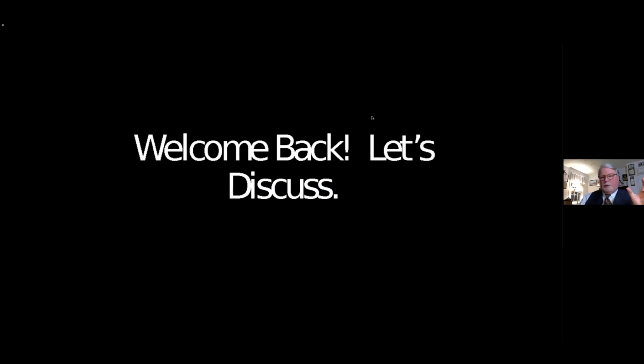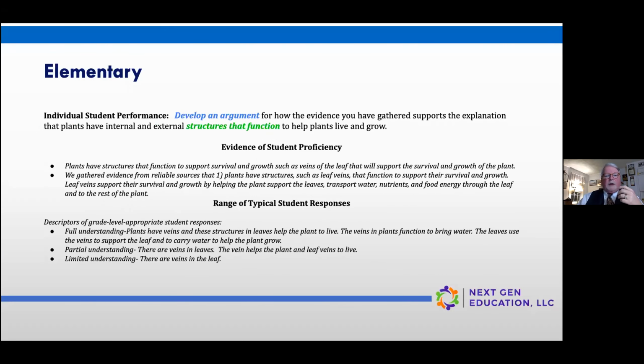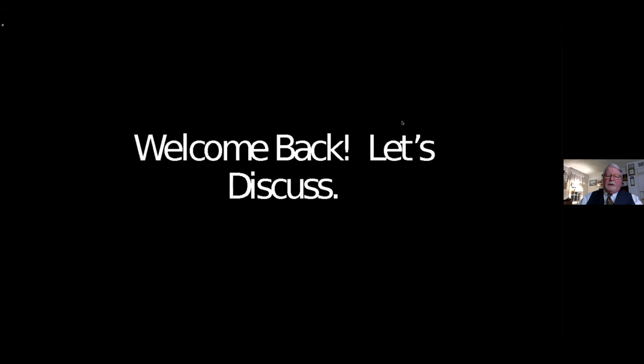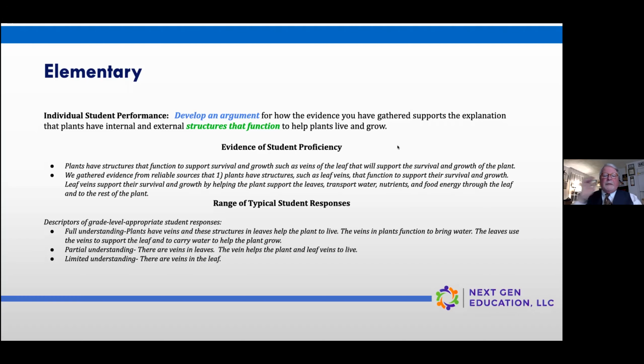So let me just show you, in the interest of time, and I know we didn't get a chance to talk about high school, but let me show you what elementary came up with. Myra brought up the fact that they talked about explanation or argument from evidence. But here's what they were, oh gosh, I'm sorry. There it is. Elementary, they wanted to develop an argument. Now, this is what the lesson writer came up with, the individual student performance. And they also came up with a range of different student responses.